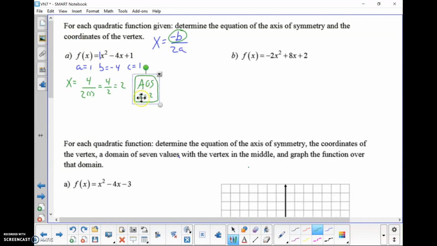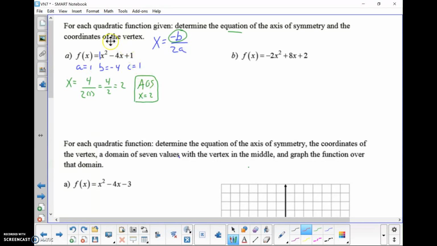Don't forget when you're writing the axis of symmetry to write x equals. The axis of symmetry isn't 2, it's x equals 2. It's a line. Don't forget that the axis of symmetry has to be an equation. Determine the equation of the axis of symmetry. It's not 2, it's x equals 2. It's the whole thing.